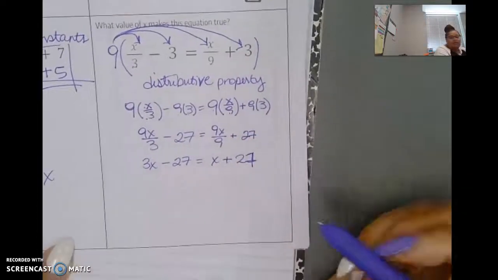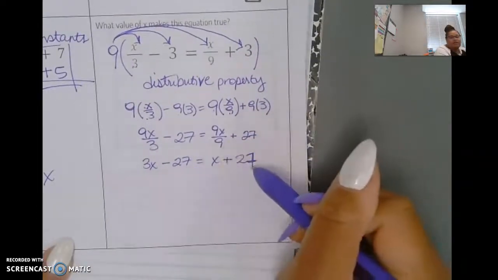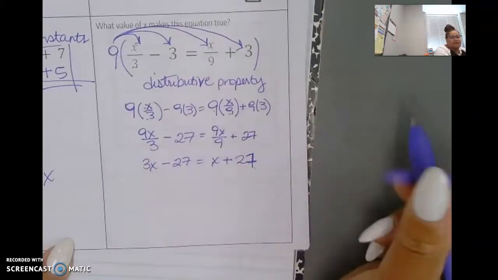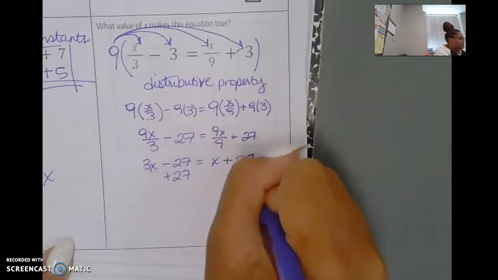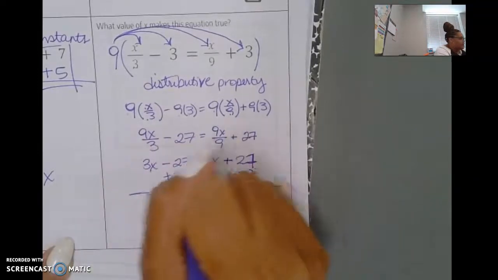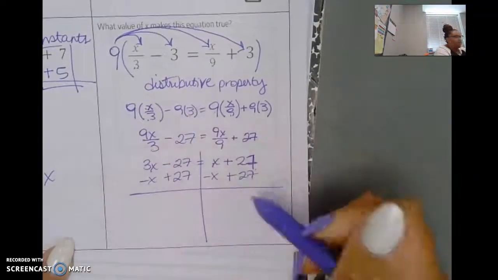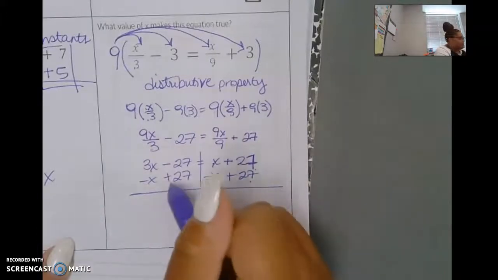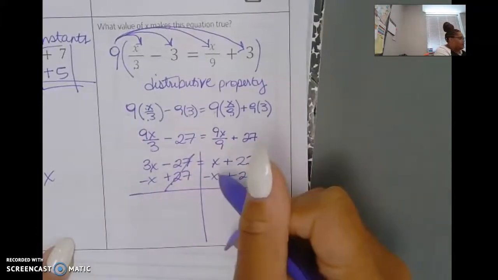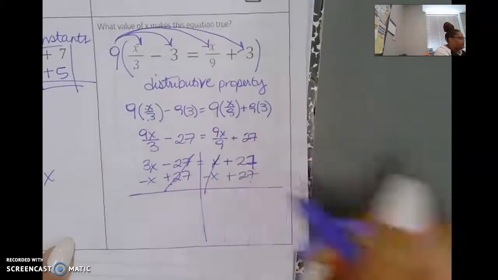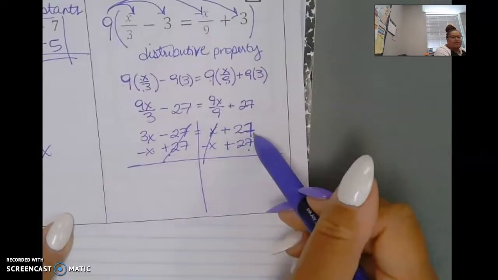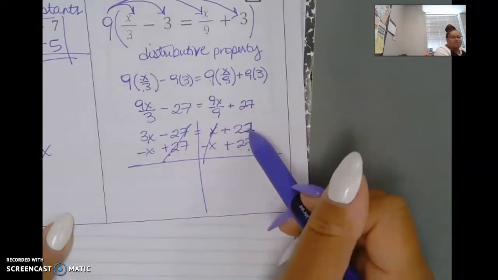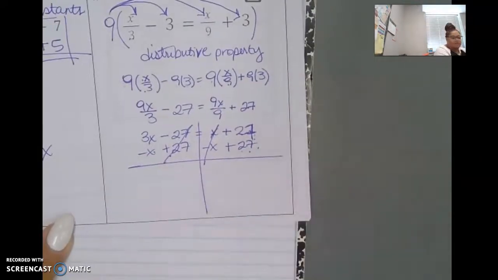Then I'll move my constants to the right and my variables to the left. So I'm going to add 27 to both sides. And then I'm going to subtract x from both sides. These 27s over here will cancel out. And these x's over here will cancel out. I'll do 3x minus x, and I'll do 27 plus 27.